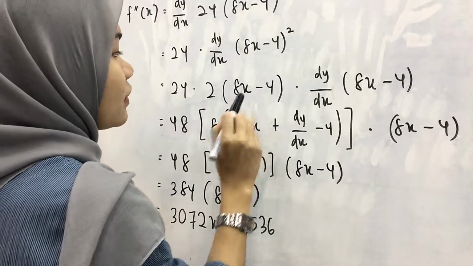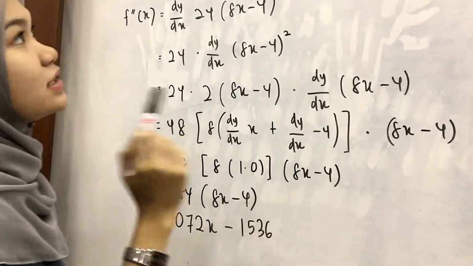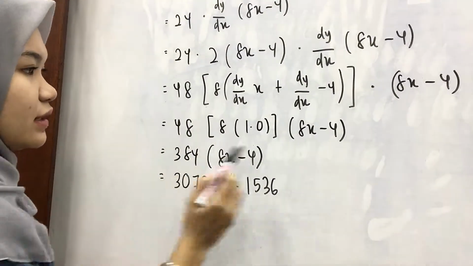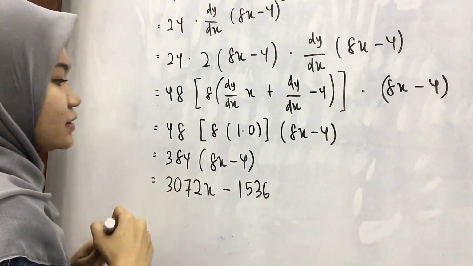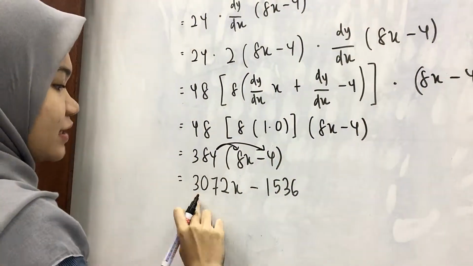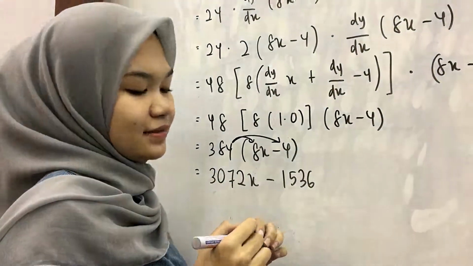This one, then for the x I derive, I get 1, negative 4, 0, just like this. Then 48 times 58, I get 384. This one I just copy it back. Then I just multiply this and this. I get 384. I multiply with 8x, I get 3072x minus 1536.